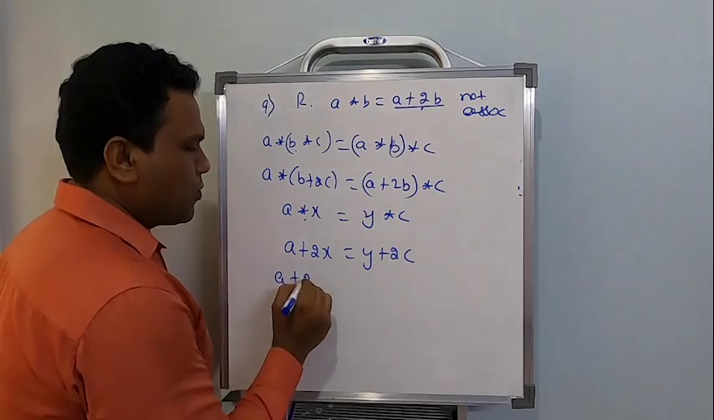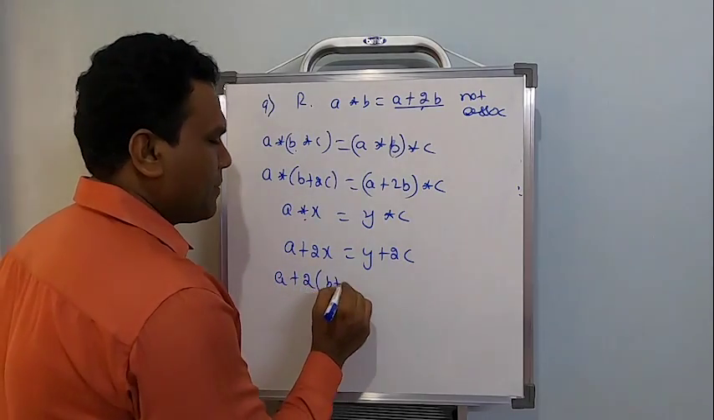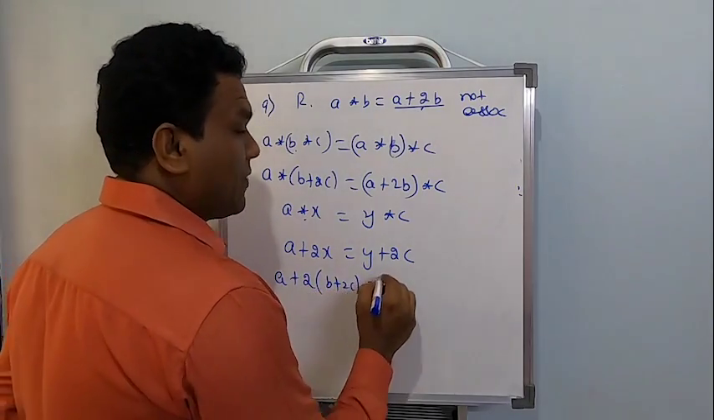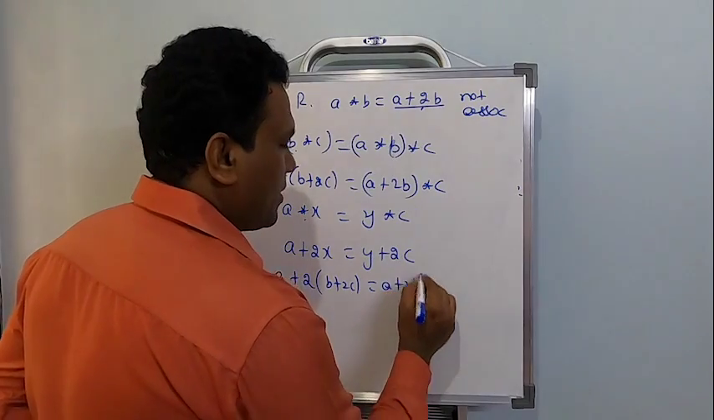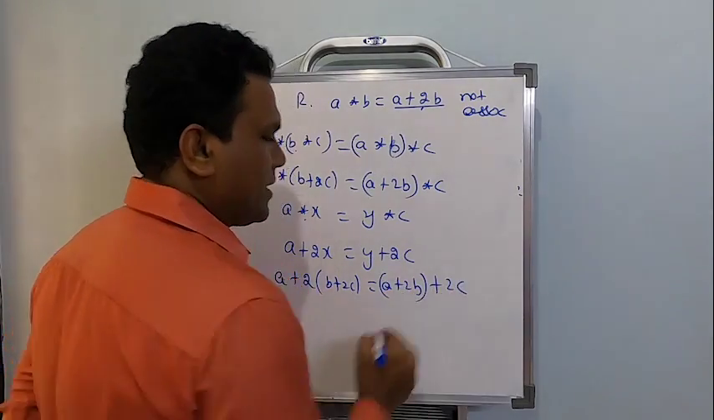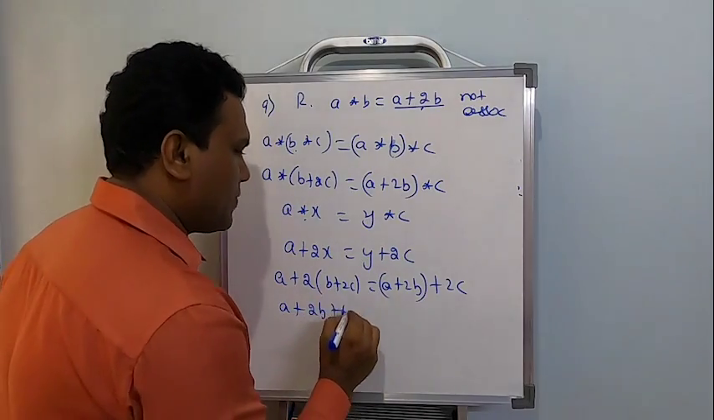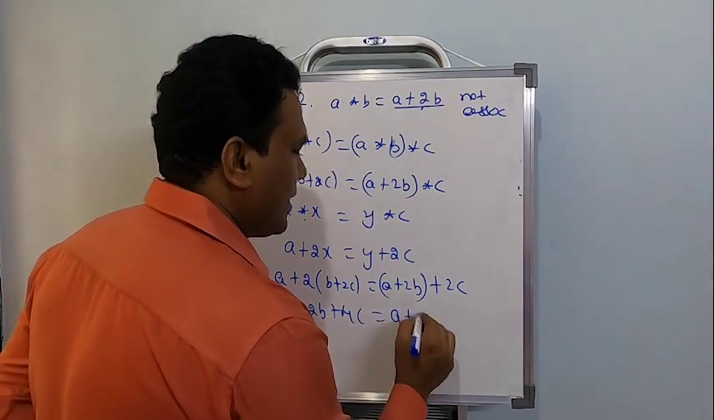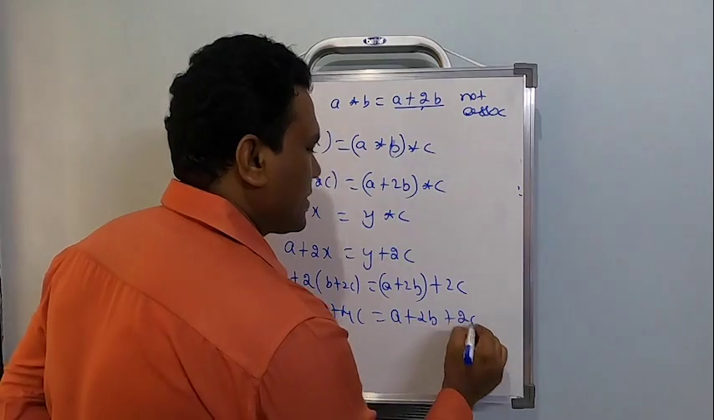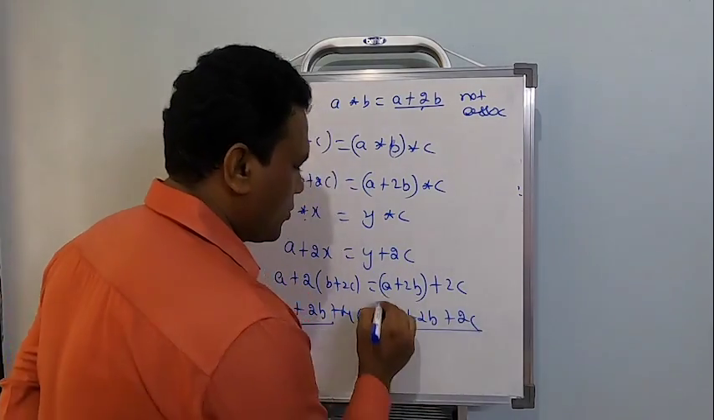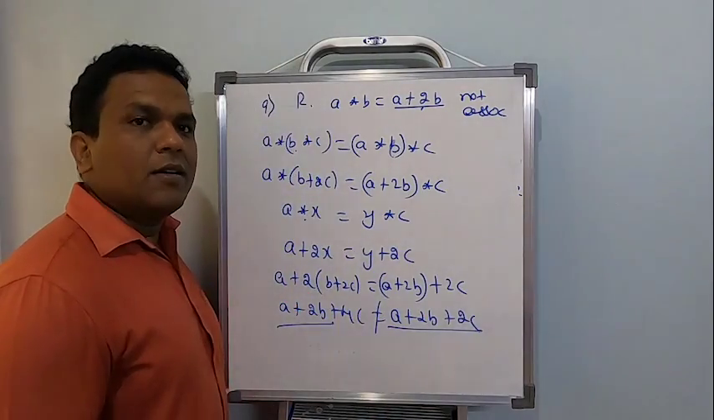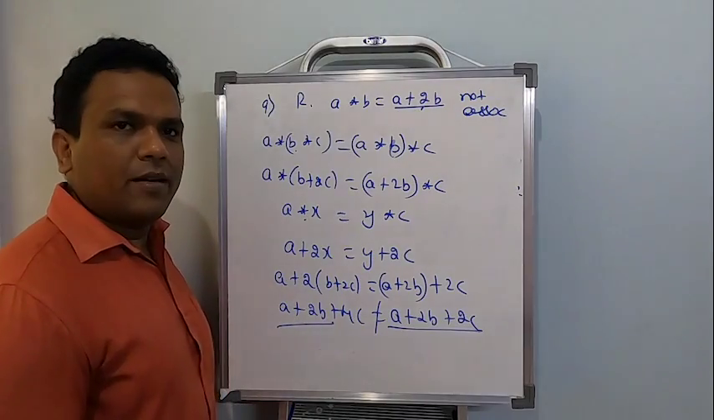Now a plus 2 multiplied by X. X value is b plus 2c. And what is the Y value here? A plus 2b. So Y plus 2c is a plus 2b plus 2c. Simplify on both sides. On the left, a plus 2b plus 4c. And on the right side, a plus 2b plus 2c. Certainly these two are not going to be equal. Therefore star is not going to be associative.